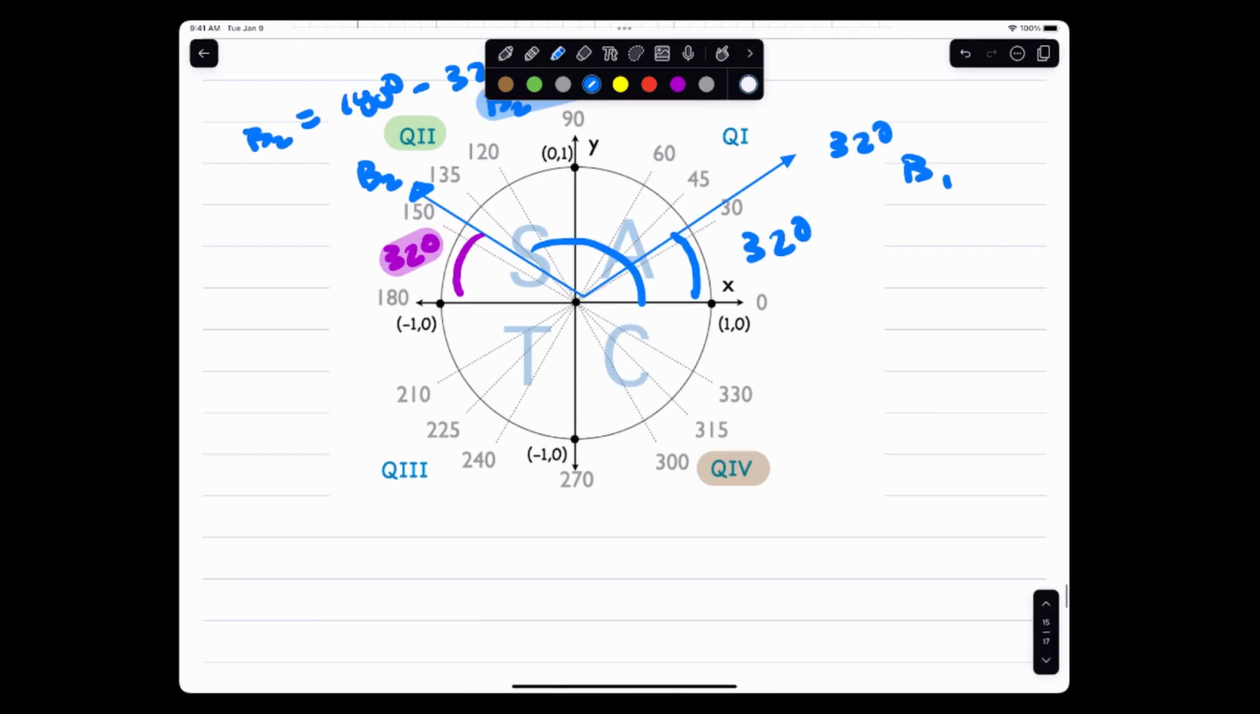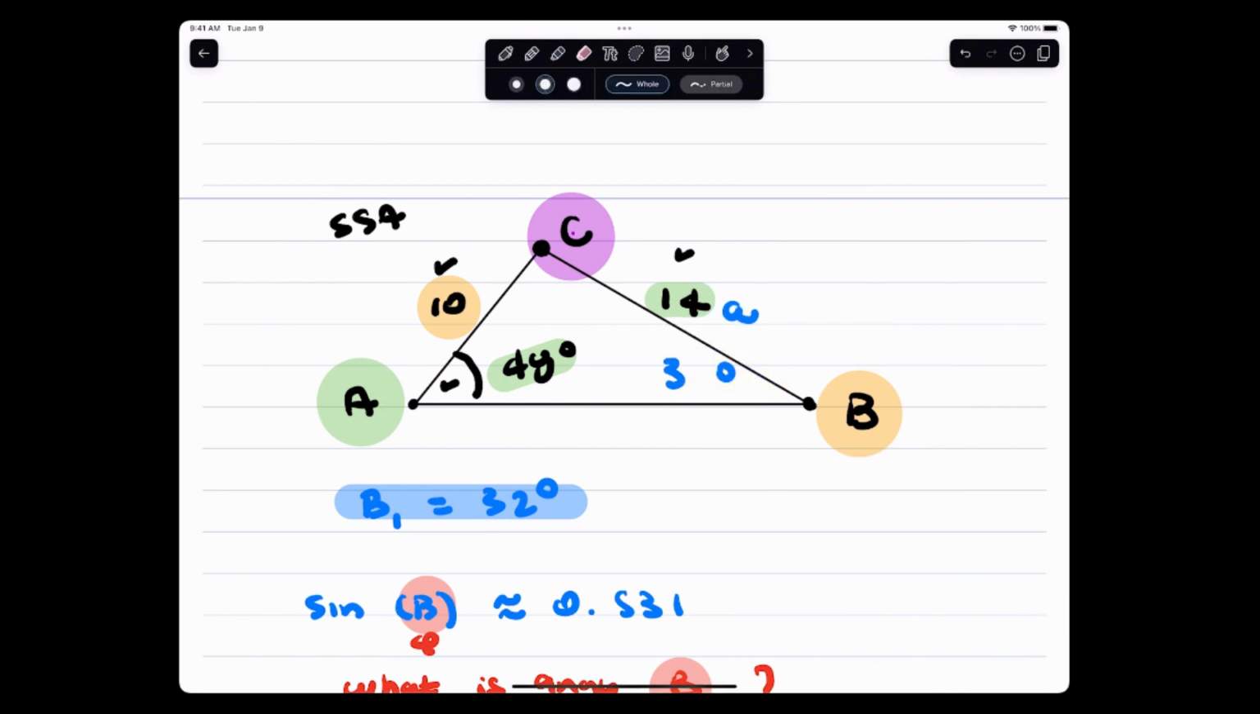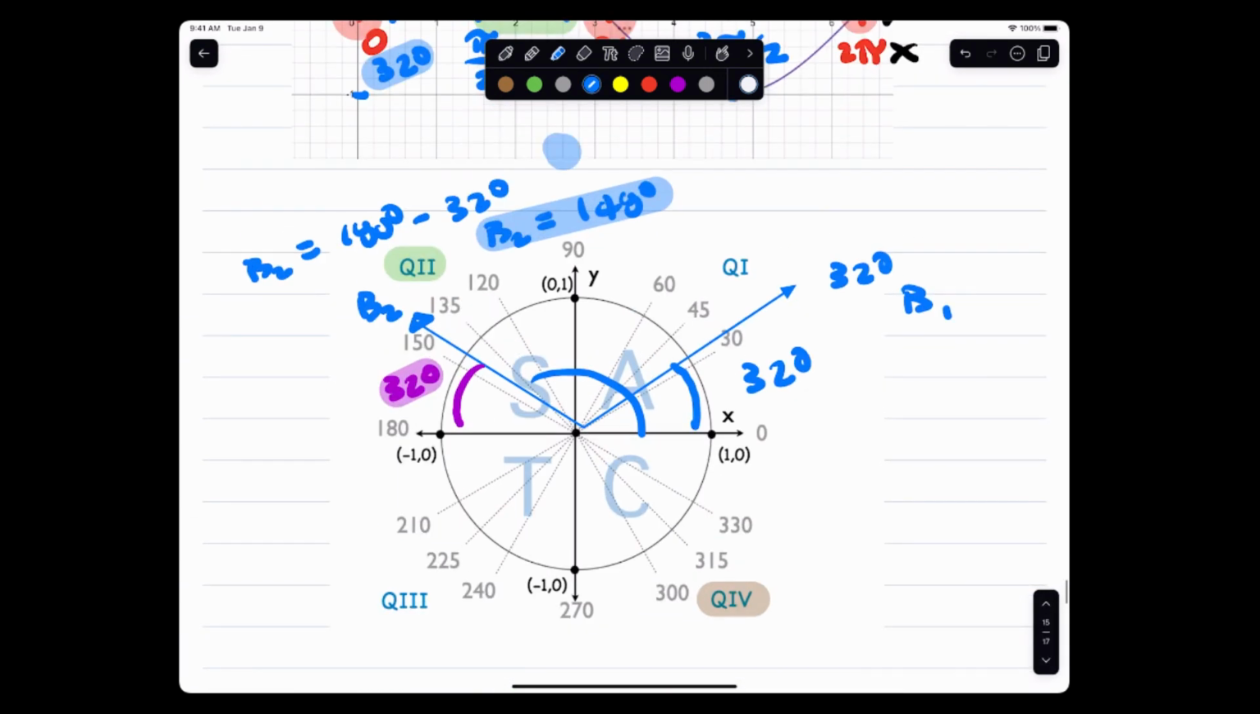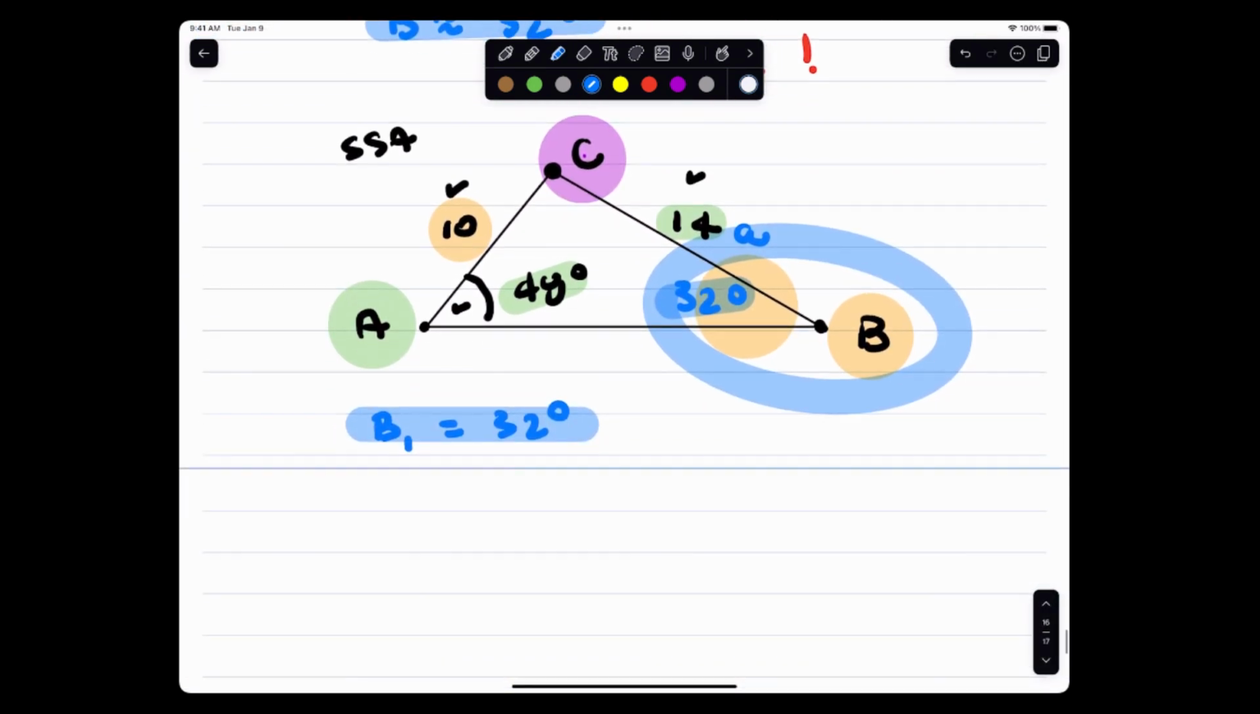So if you go back now and you say, okay, this now measures what? This is the other B angle. It's 142 degrees is the other B. So this is what you're always going to do to find the second B angle: 180 minus B1. So I'm going to put that in the notes.